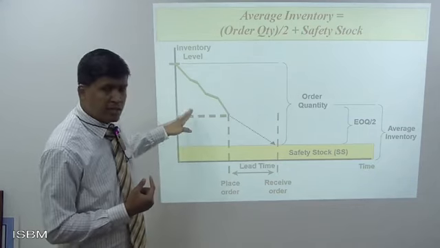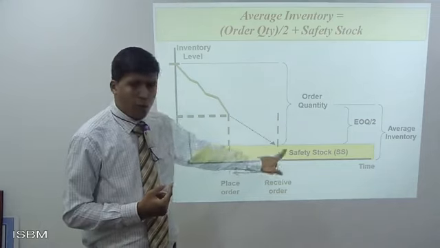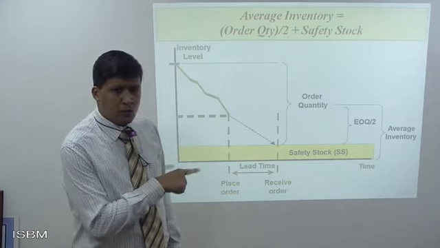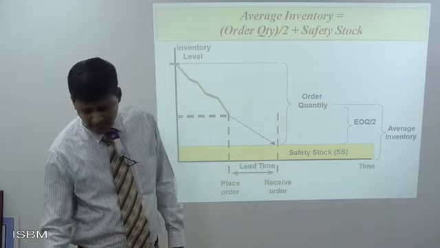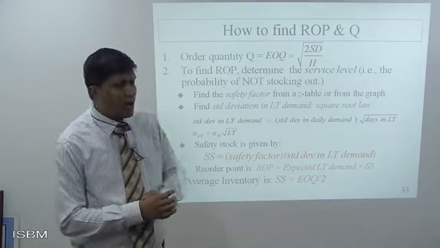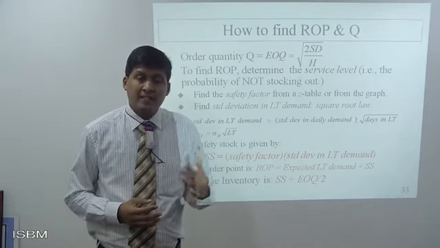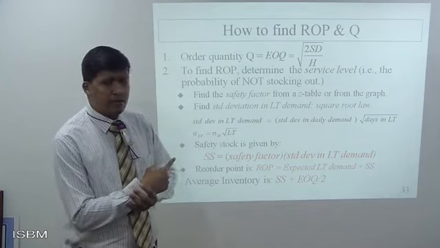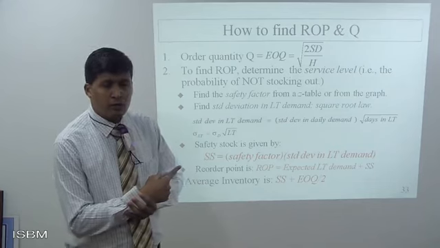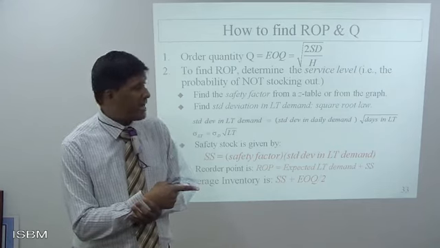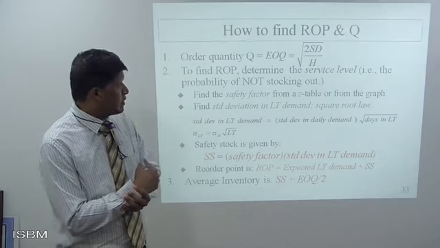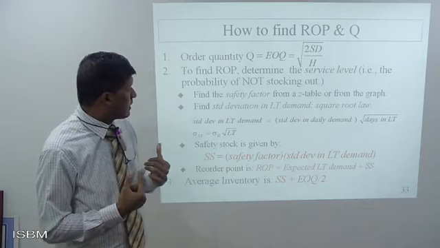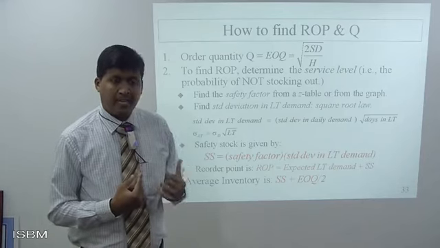So we have a change in demand, as you can see from this graph, and we want to accommodate this SS or safety stock, so that we have EOQ divided by 2 plus a safety stock to be taken care of. Mathematically, how do we find the reorder point and the quantity in this situation? It would be something like this. Order quantity EOQ is equal to the square root of 2SD divided by H. To find the reorder point, determine the service level, that is the probability of not stocking out, and this comes through calculus.